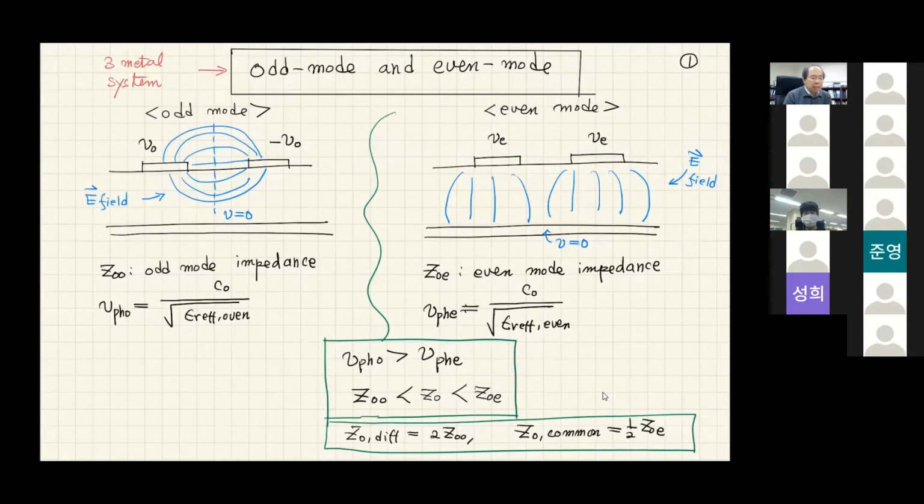To start the basic theory of differential line theory, I'm going to start with odd mode and even mode. Odd mode is related to differential mode. Even mode is connected to common mode. And usually differential mode is very good for high-speed signaling. Common mode is causing EMI, usually EMI problems.